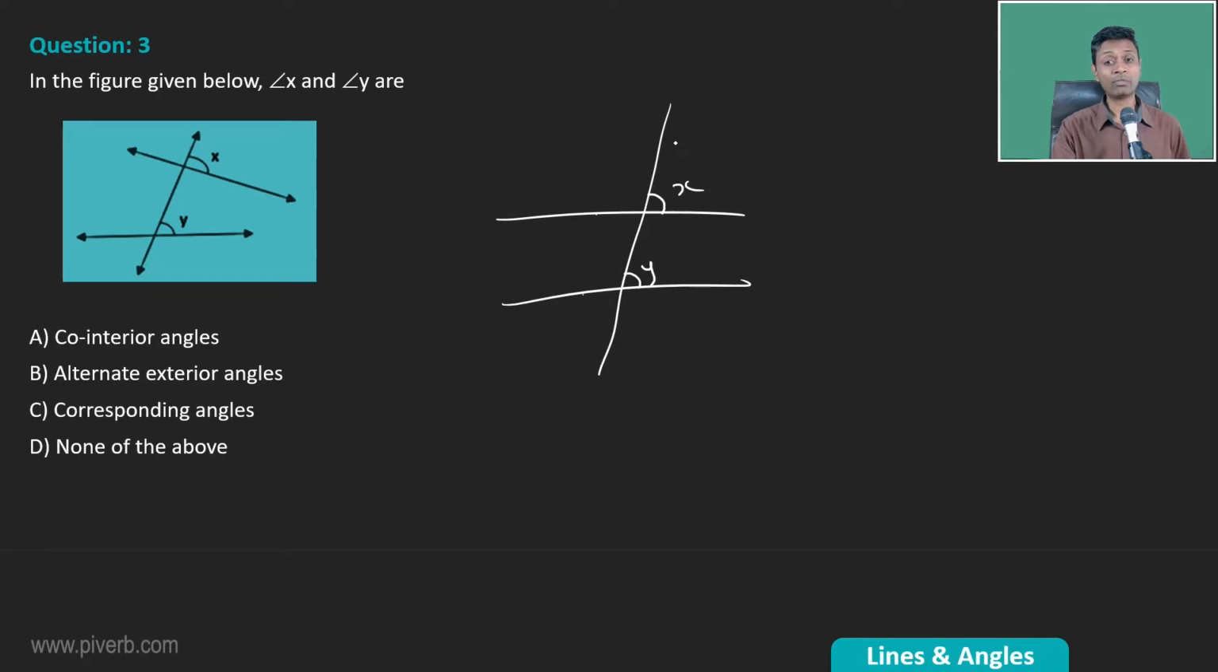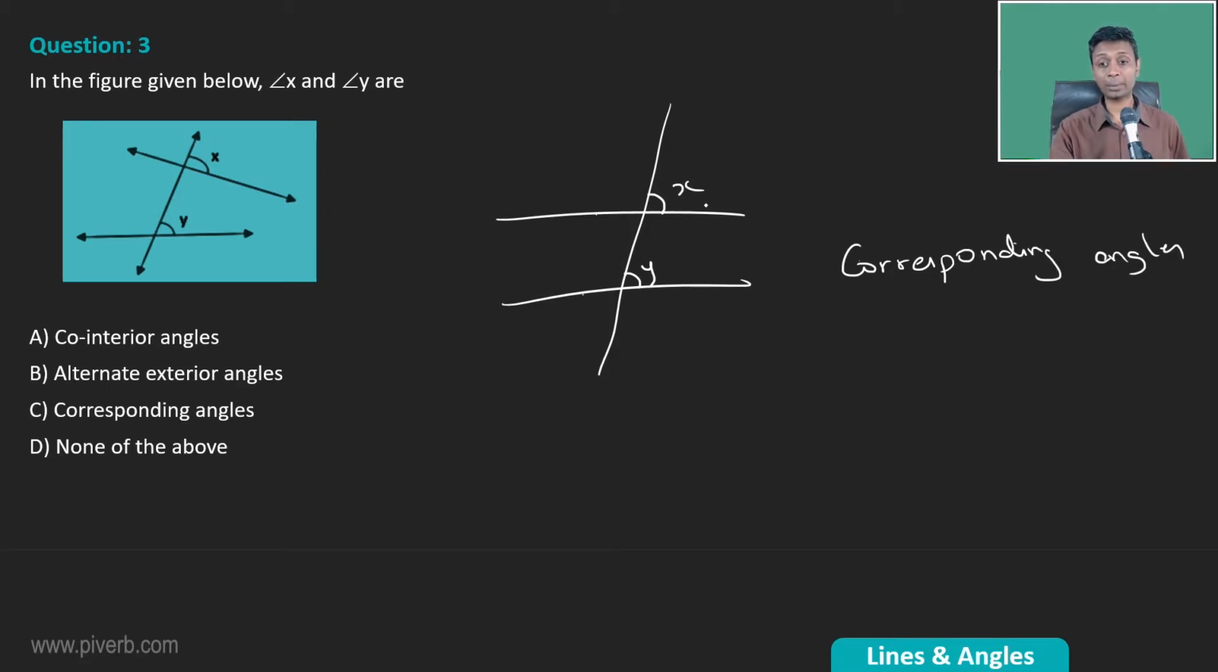And we're not being asked to find X or Y. We just want to know the terminology, X and Y. They're both above these two lines. When cut by the transversal, they're made above the lines. They're the same side. They are corresponding angles.